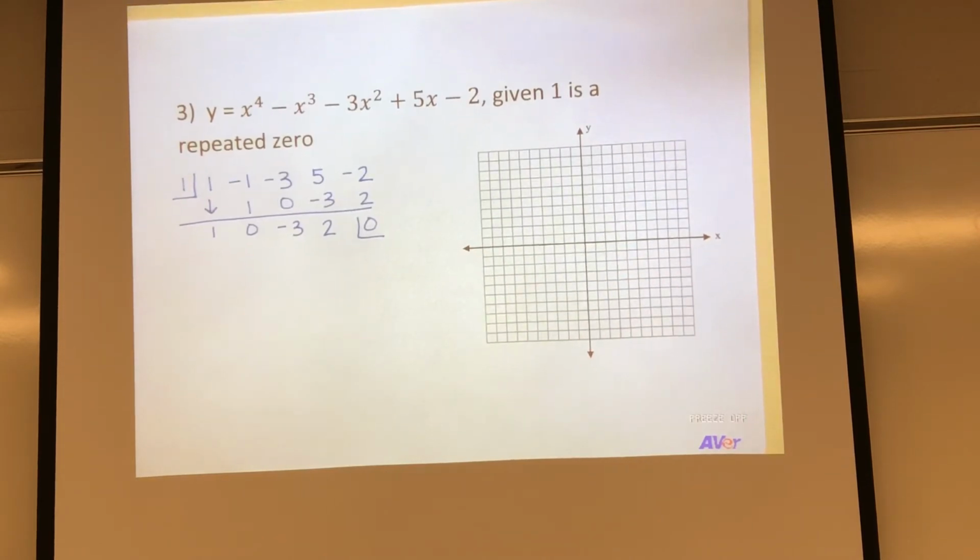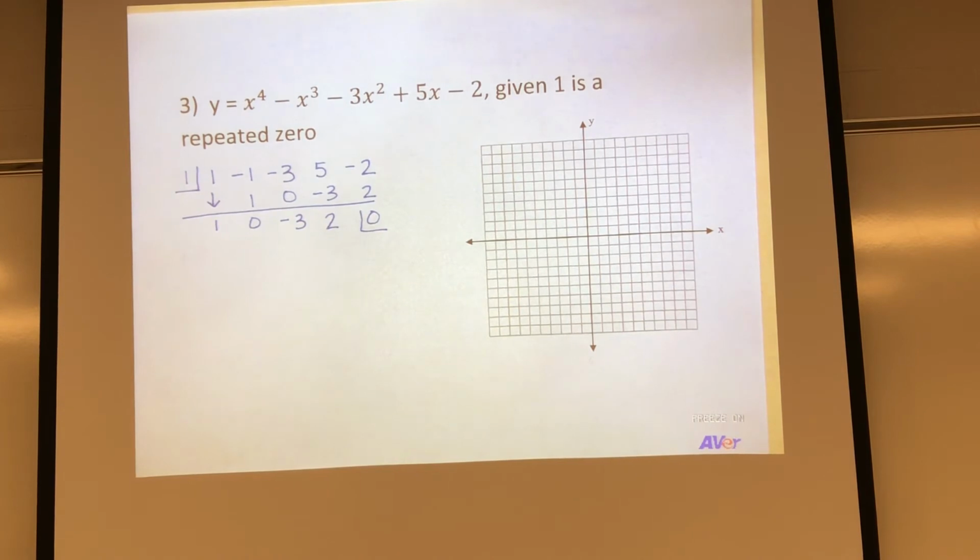All right, so I've already done the synthetic division once, but now I'm going to do it again a second time because it said that 1 was a repeated 0. So it's going to show up more than once. I guess it doesn't even say how many times it's repeated, so maybe it's going to be repeated more than once. We'll have to find out. I mean, more than twice.